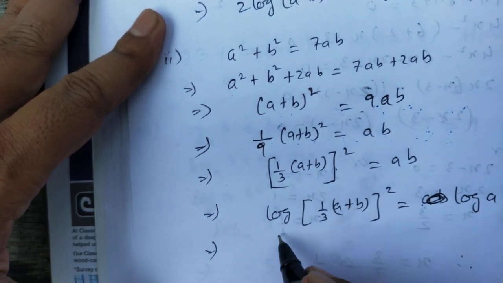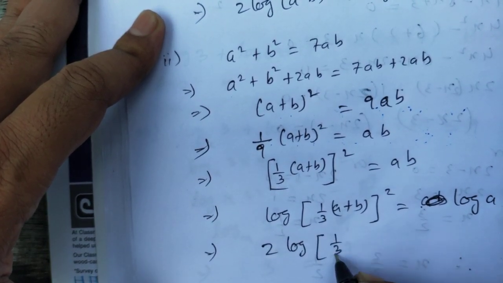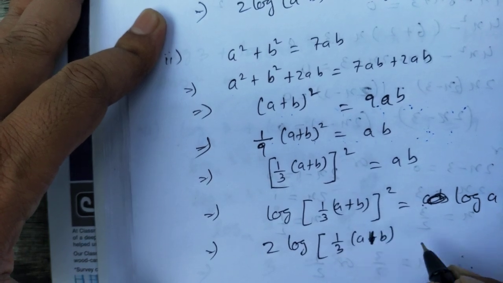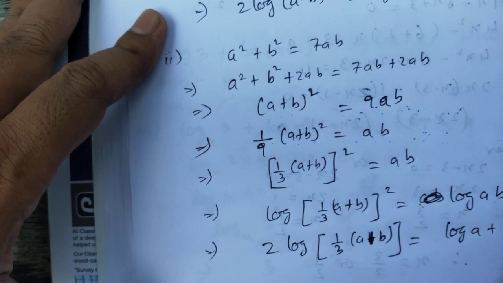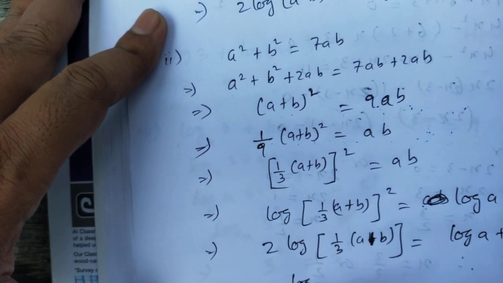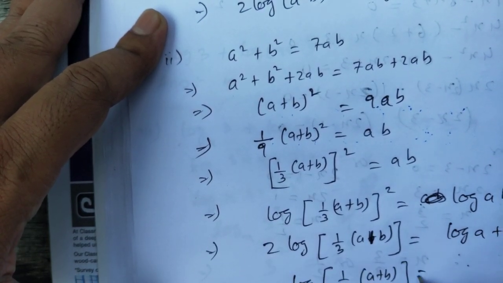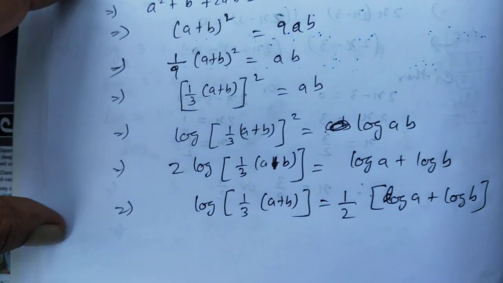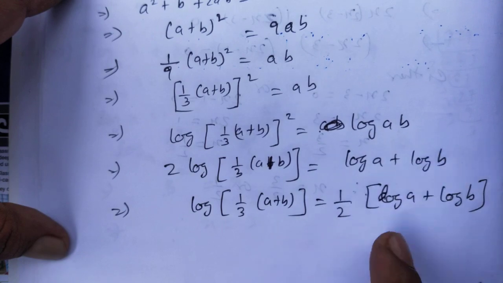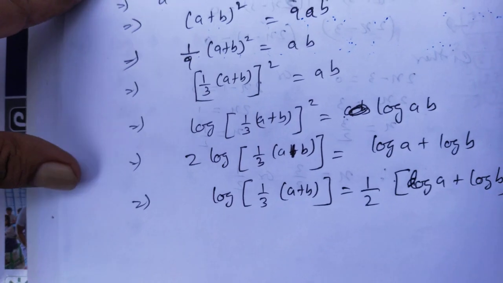Okay. Now these two will come down. Log, I can write a plus log b. A plus b. These two will come down. If two comes down, we can write 1 by 2. This one. Log a plus log b. So we got the answer, okay? These two came down and this I'm writing as this. So we got the proof. Pause the video to write the proof.